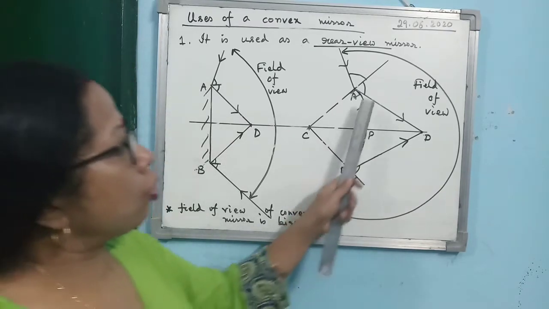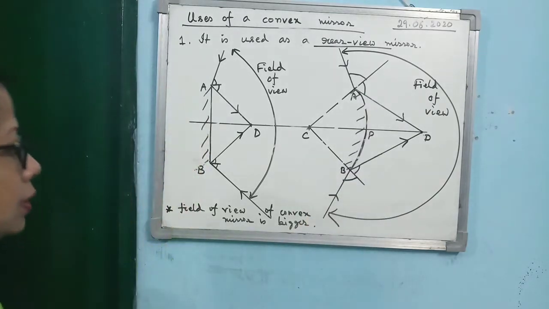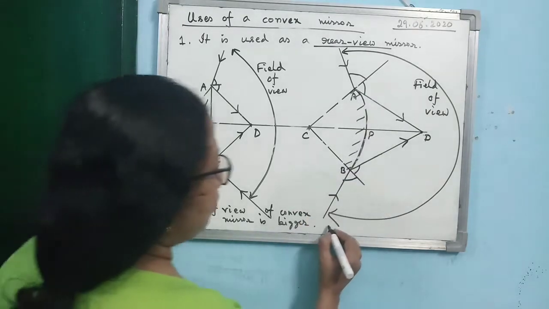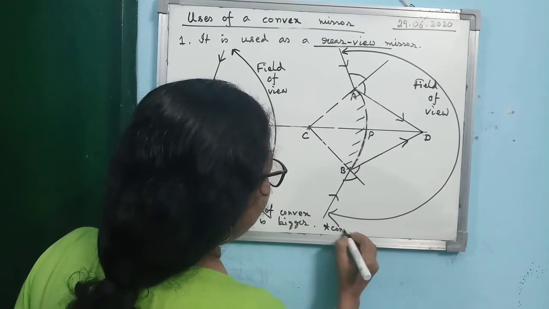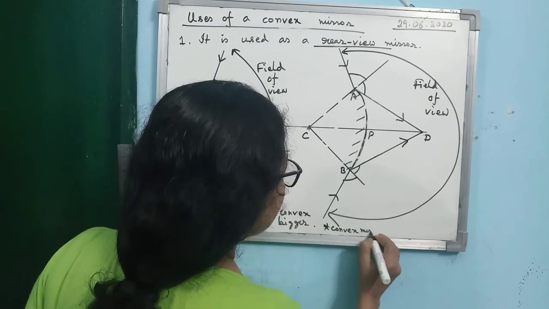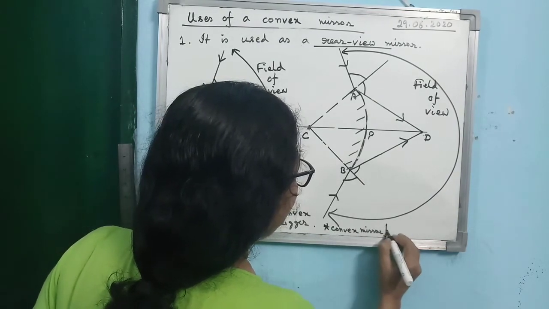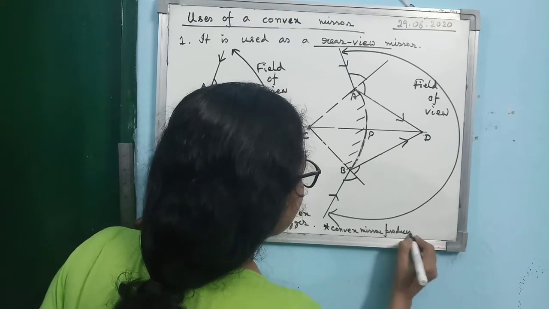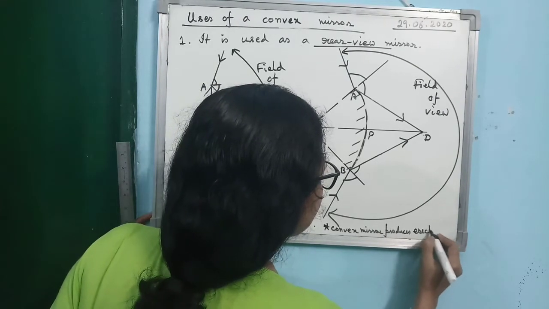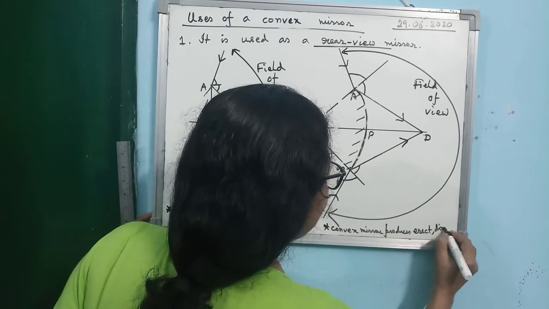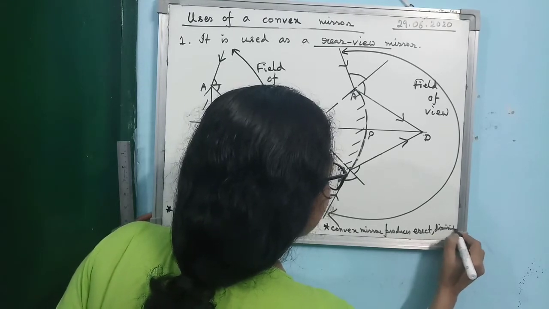Another point, convex mirror produces a diminished image. So I am writing the point here. Convex mirror produces erect and diminished image.